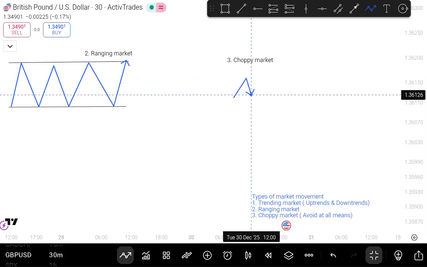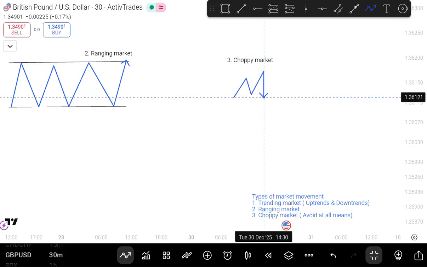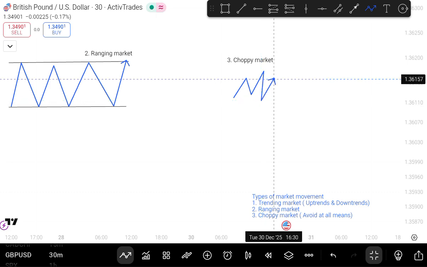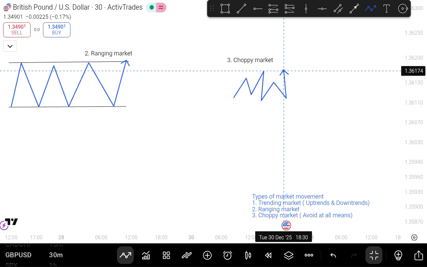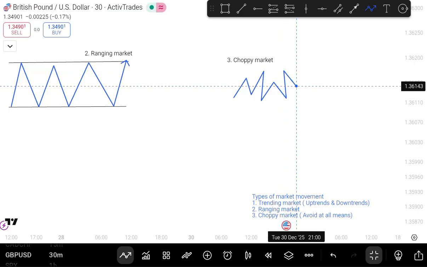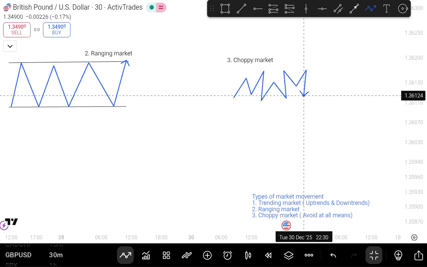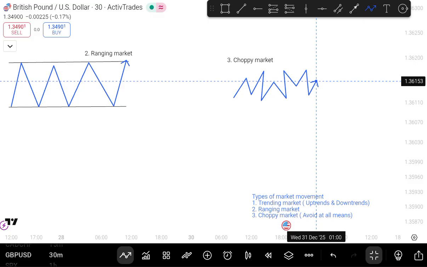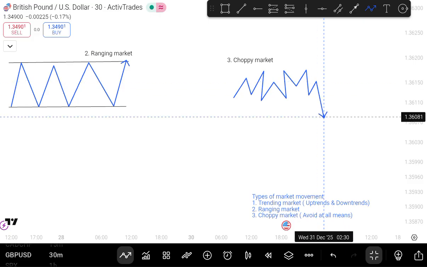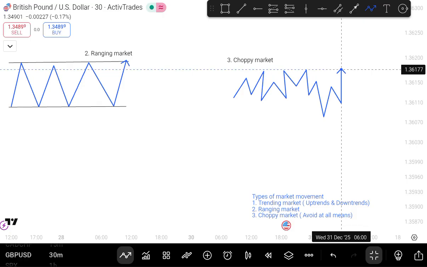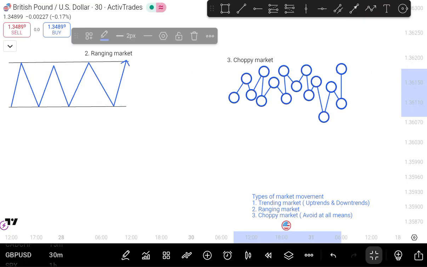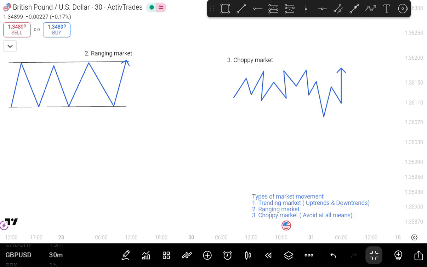It moves haphazardly without a clear direction. When you try to enter this type of trade, you will lose all your money, because it is not advisable to trade this type of market. You can see it doesn't have a clear direction. So you avoid this type of market at all costs.